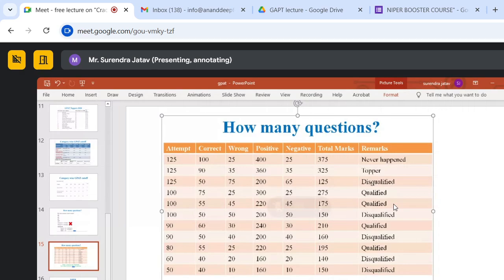So please attend very few questions, where you can score at least 250 to qualify. But if you are attending fewer questions, that means they must be correct answers.